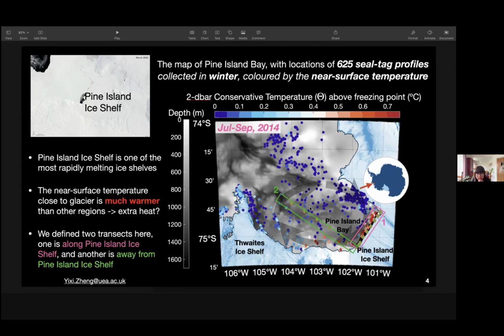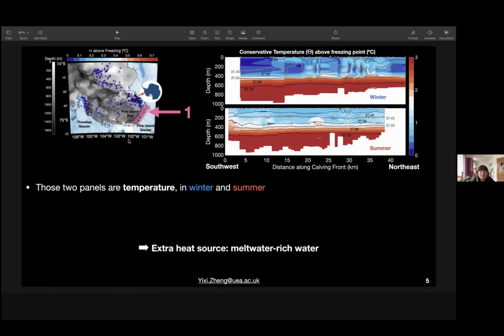To answer this question, we define two transects here, this pink one and this green one. One is perpendicular to the ice shelf, and the other one is along the ice shelf. So we go to the first one here, the pink one, and we have the x-axis from 0, that is the southwest, from here, to the northeast, that is here.